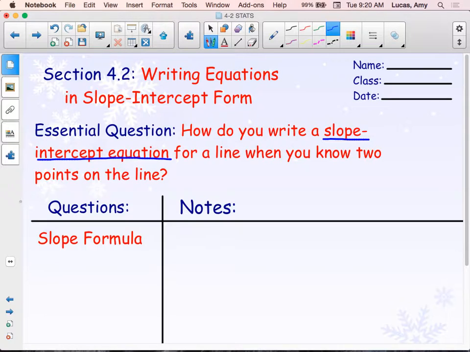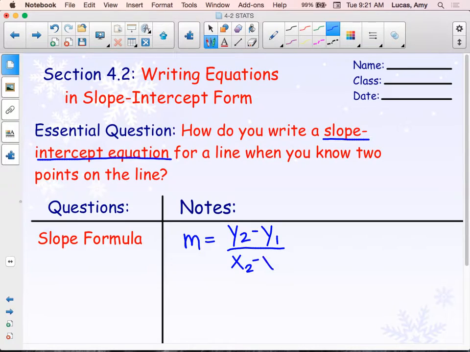So we don't know the slope and we don't know the intercept. Those are the two pieces of information that we need for our slope-intercept equation. But we don't know those two things. What we do know would be 2 points on the line. So if we know 2 points, we are going to need to use the slope formula. So the slope formula looks like this.